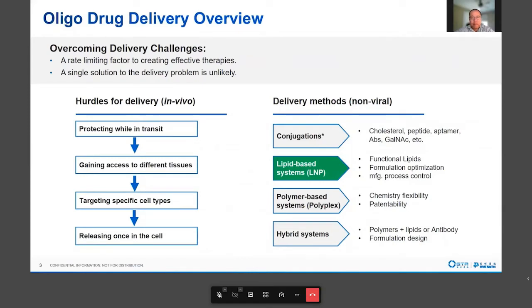This involves development of functional lipids and formulation optimization, and manufacturing process control is also very critical. The third is the polymer-based system, which has greater flexibility for structural design in chemistry to customize delivery needs. There are also so-called hybrid systems, which involve polymer and lipid to give a more flexible formulation design. So today we will focus on the LNP system, talk a little bit about the key developments in the field, and introduce our LNP platform at WuXi FTA.